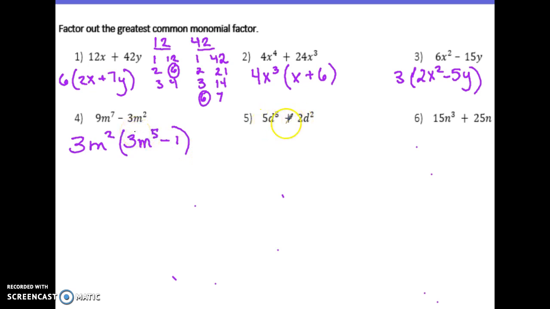Okay, 5 and 2, if the coefficients have no greatest common factor, in this case it's 1, you just leave it as just the variable. Here we have d to the 5th and d to the 2nd, so we're going to factor out a d to the 2nd. And then we're left with 5d to the 3rd plus 2.